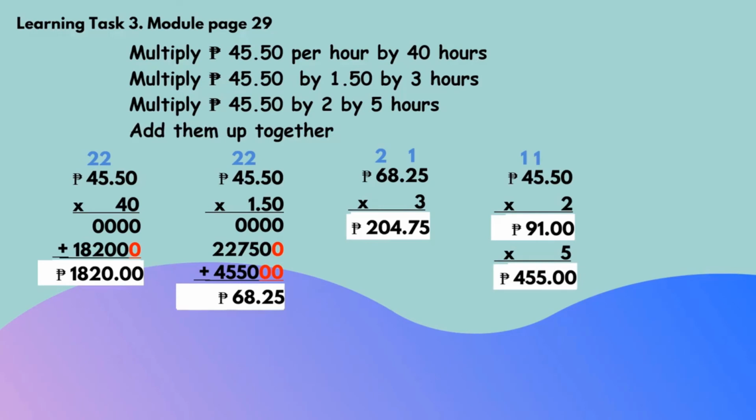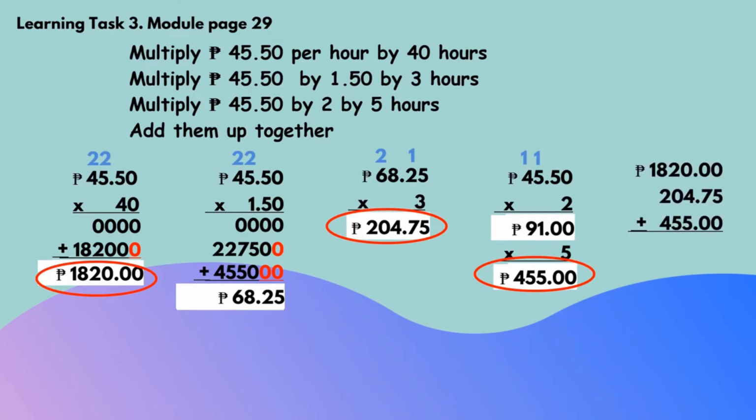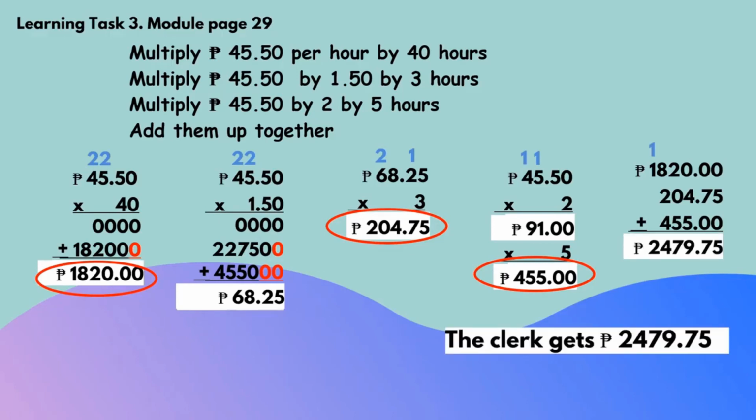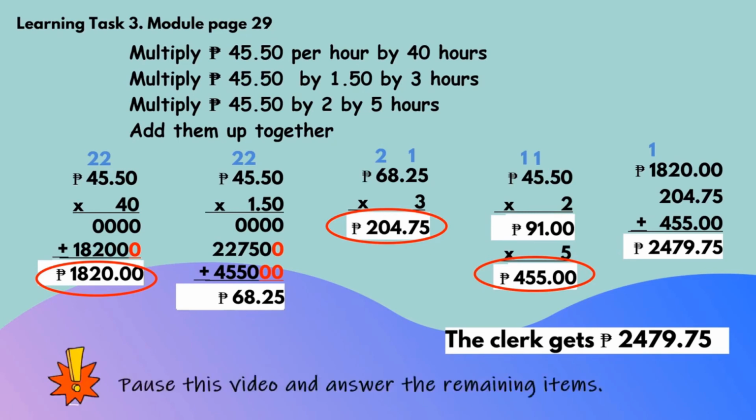After getting all the products, we are going to add the 40 hours pay, the holiday pay, and the overtime pay. Therefore, the clerk gets 2,479 pesos and 75 centavos. You can pause this video again and answer the remaining items in learning task number 3.